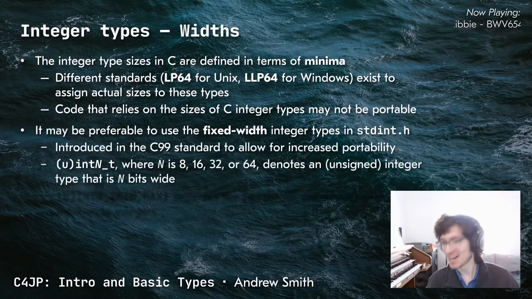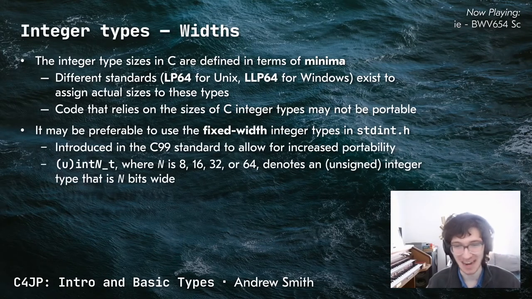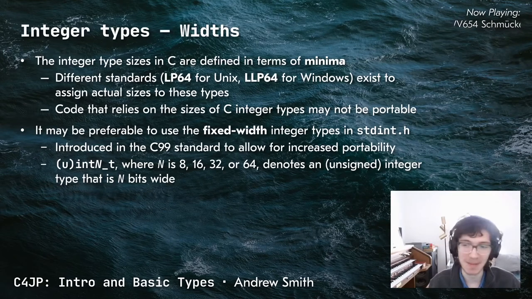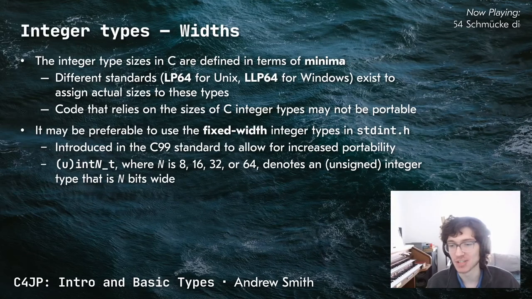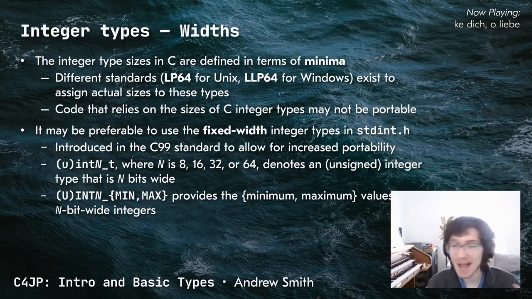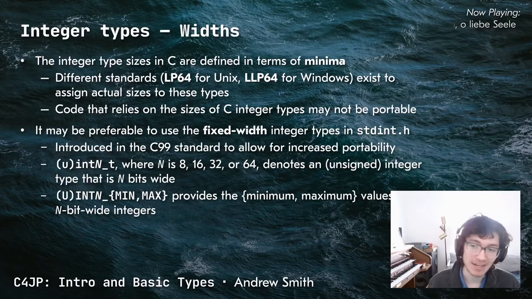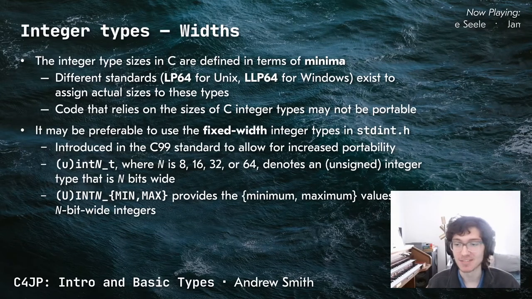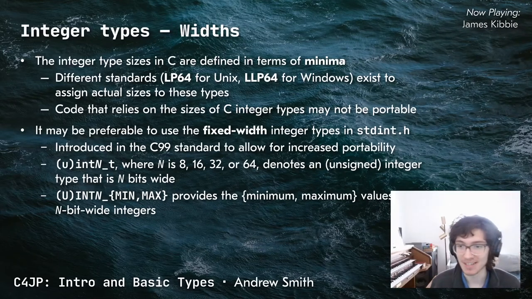So yeah, introduced in C99, there we go, I had it in the slides, I just didn't want to advance. And it tells us that uint blah blah blah underscore t denotes an unsigned integer type that's however many bits wide. And just like in Java, we had the ability to say Integer.MIN_VALUE, Integer.MAX_VALUE, this header stdint.h provides the same functionality, saying UINTn_MIN or UINTn_MAX gives us the minimum and maximum values of n-bit wide integers. And that is pretty cool.